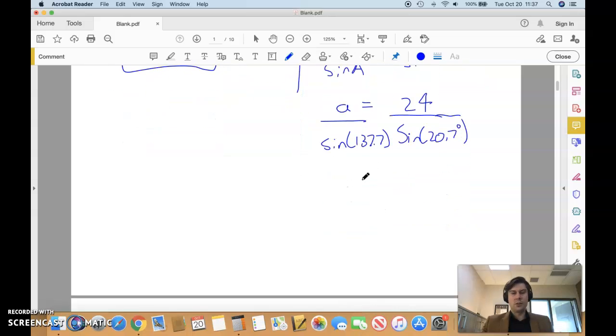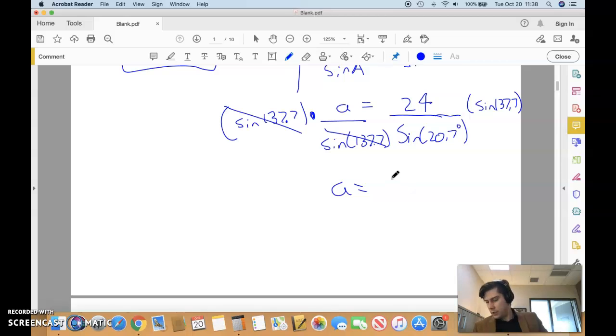Okay, so now we just solve this sine law. We're going to cross multiply, or multiply both sides, whichever one you want. So you can do this: sine 137.7 times the left side, and then sine 137.7 times the right side. That's going to divide each other and give you 1. So we get A equals all this multiplied through. It's going to give you around 45.7.